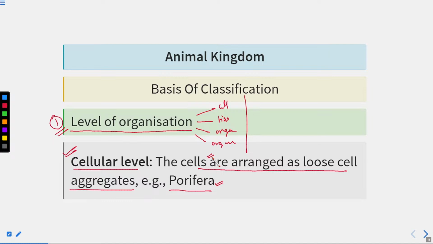A particular function is performed by the cells only. When we discuss the Porifera phylum, we will see there are different cells that perform different functions. There are no tissues, no organs, and no organ system. Only cells are arranged as loose cell aggregates and they perform different functions. So we can say that this organism has a cellular level of organization, and the example is Porifera.